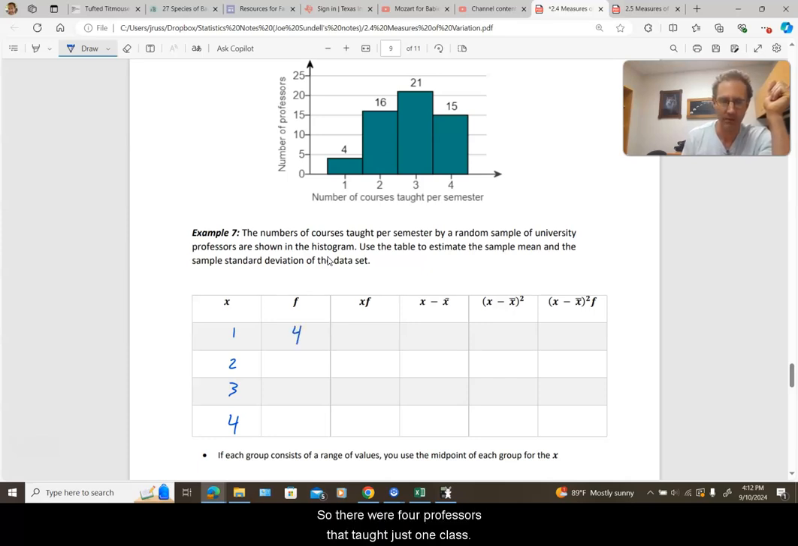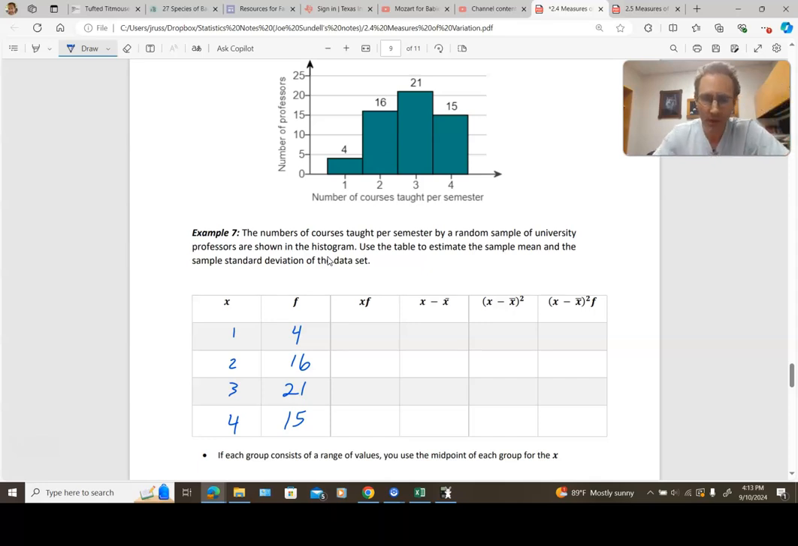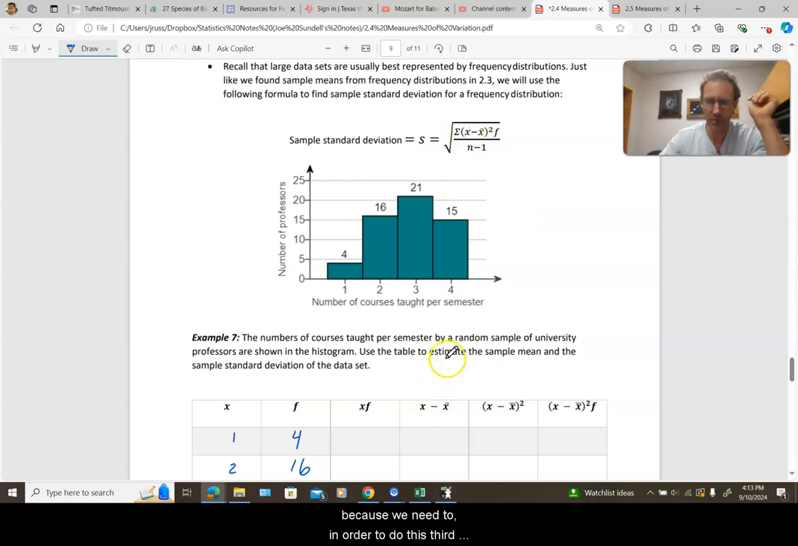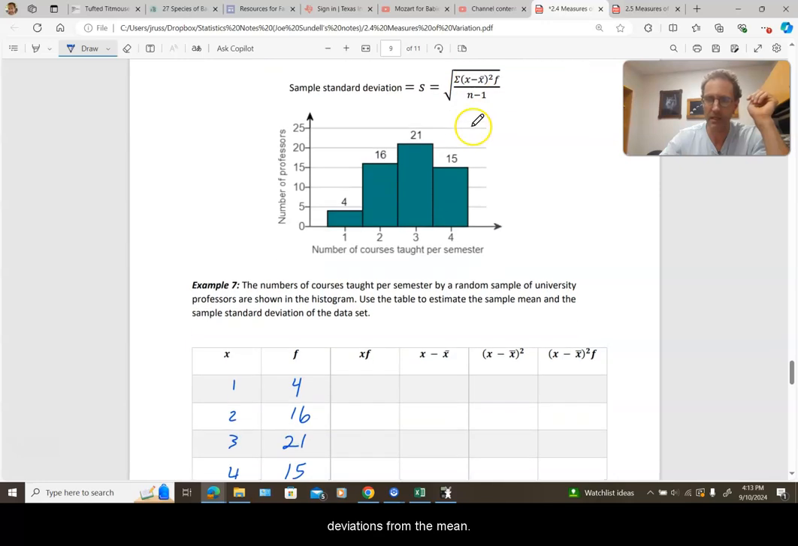So there were 4 professors that taught just one class. There were 16 professors that taught 2 classes. 21 professors that taught 3, and then 15 professors that taught 4 classes. And then what we're going to do is, in order to do this third column, where we find the deviations from the mean, we need to find the mean.